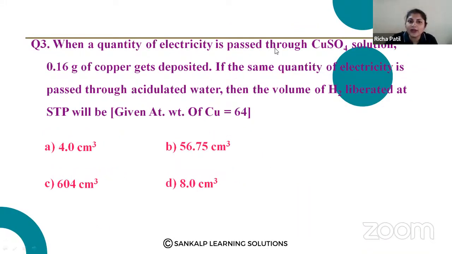Next, when a quantity of electricity is passed through copper sulfate solution, 0.16 gram of copper gets deposited. If the same quantity of electricity is passed through acidulated water, then the volume of H2 liberated at STP will be? Given atomic weight of copper is 64. So this is based on Faraday's second law, because two electrolytic solutions are used. First it is passed to copper sulfate solution, and then it is passed to acidulated water.